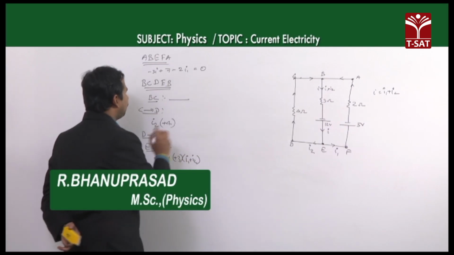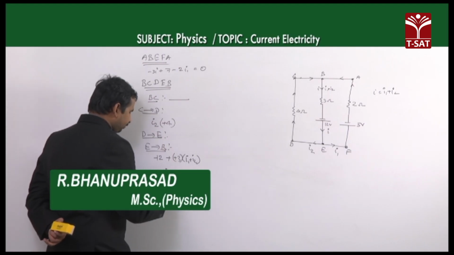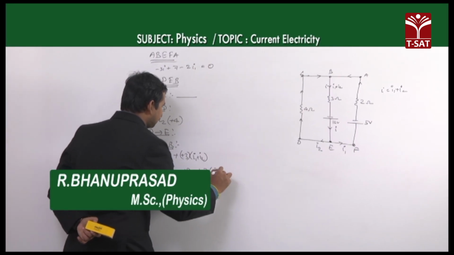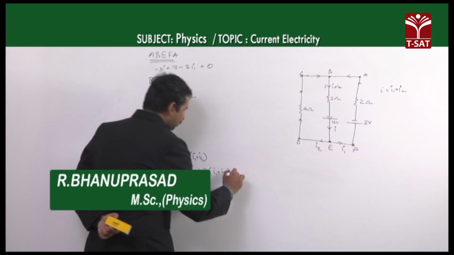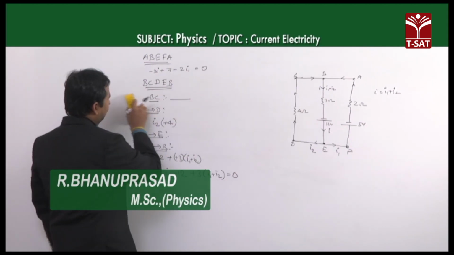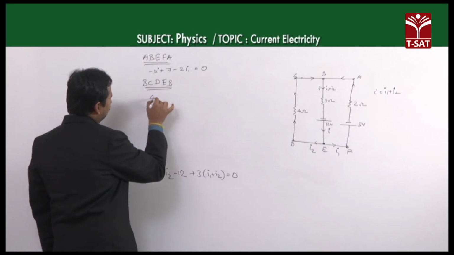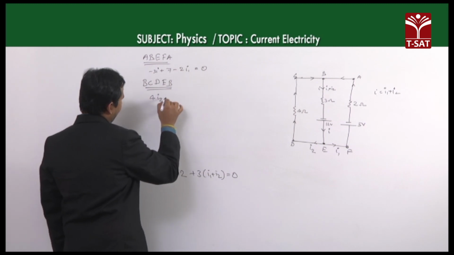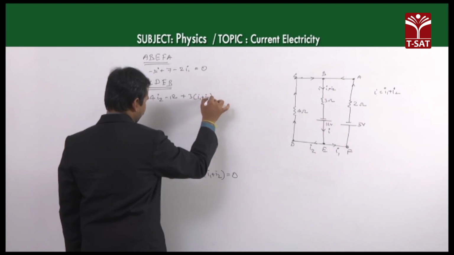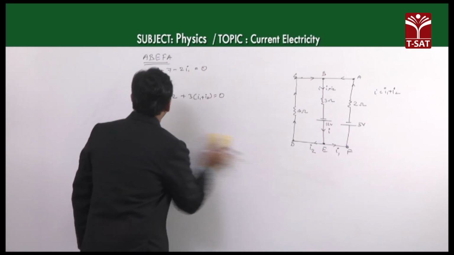So, finally, for this BCDEB, we got 4 I2 minus 12 plus 3 of I1 plus I2. This is the equation we got. That is our second equation. Then, taking that equation: 4 I2 minus 12 plus 3 of I1 plus I2 is equal to 0. This is the second equation we got.